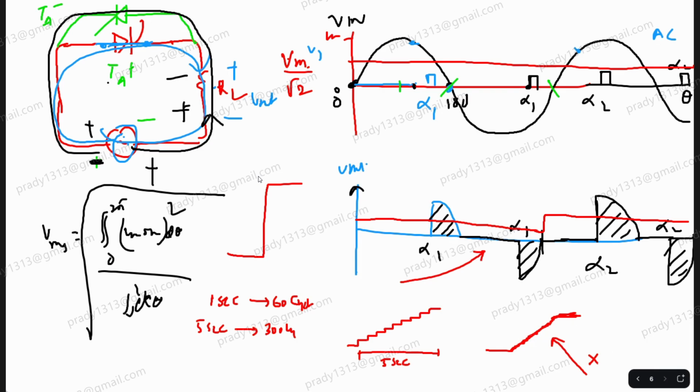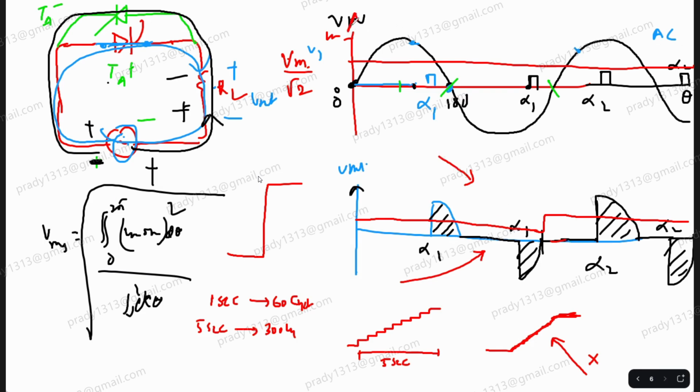What is the exact advantage? We will see in the next class tomorrow. This is only for a single phase. We will see the three-phase circuit tomorrow. But this is the waveform. If you are asked in the exam to draw the output waveform of a soft starter, you can say this is for A phase, this is for B phase.